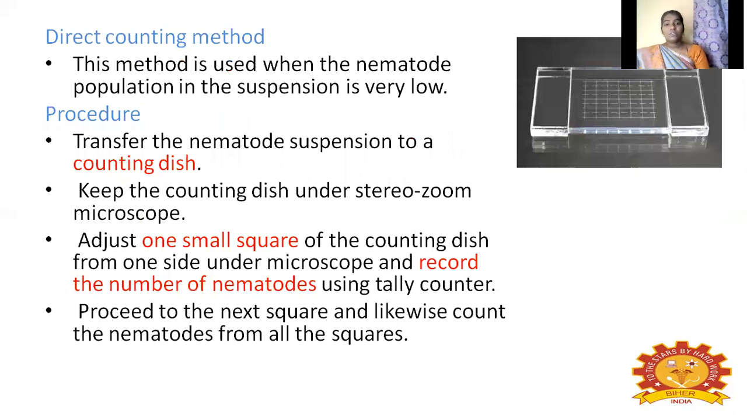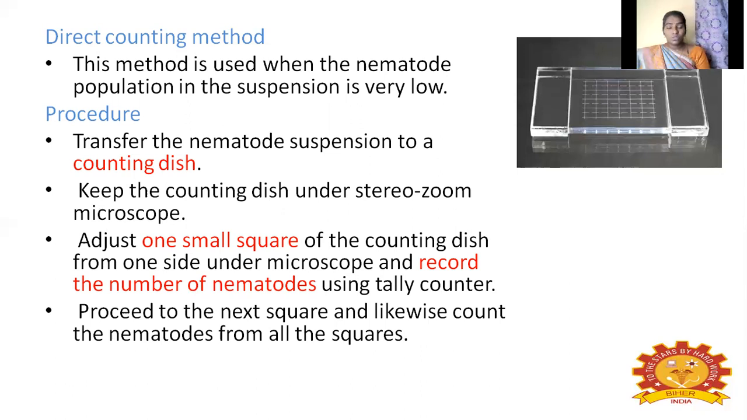In counting, there are two methods: one is the direct counting method, another is the indirect counting method. The direct counting method is used when the nematode population in the suspension is very low. It is the easy step. We just transfer the nematode suspension to the counting dish. In this image you can see the counting dish. After you transfer the nematode suspension to the counting dish, it is placed under the stereozoom microscope, adjusted to one small square on the counting dish. Inside the counting dish, you can see the small squares.